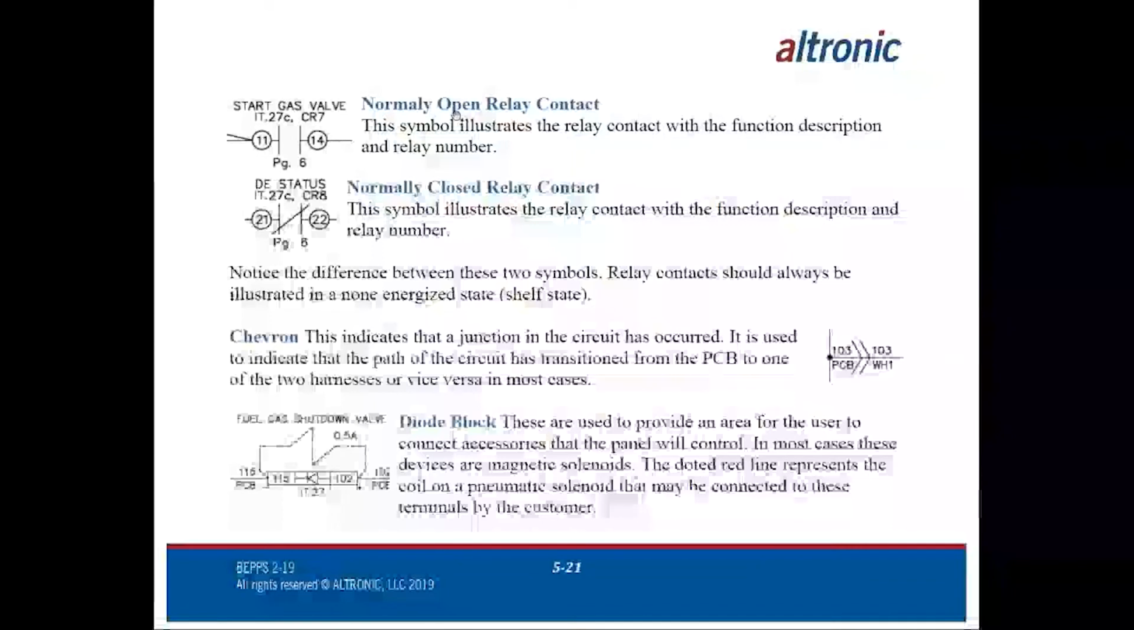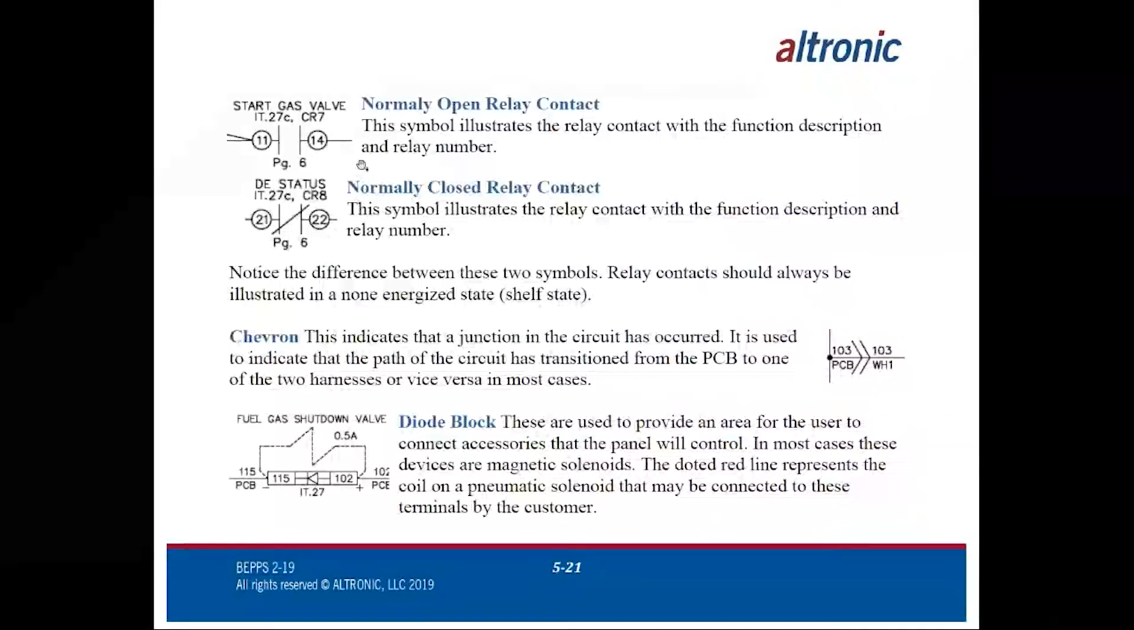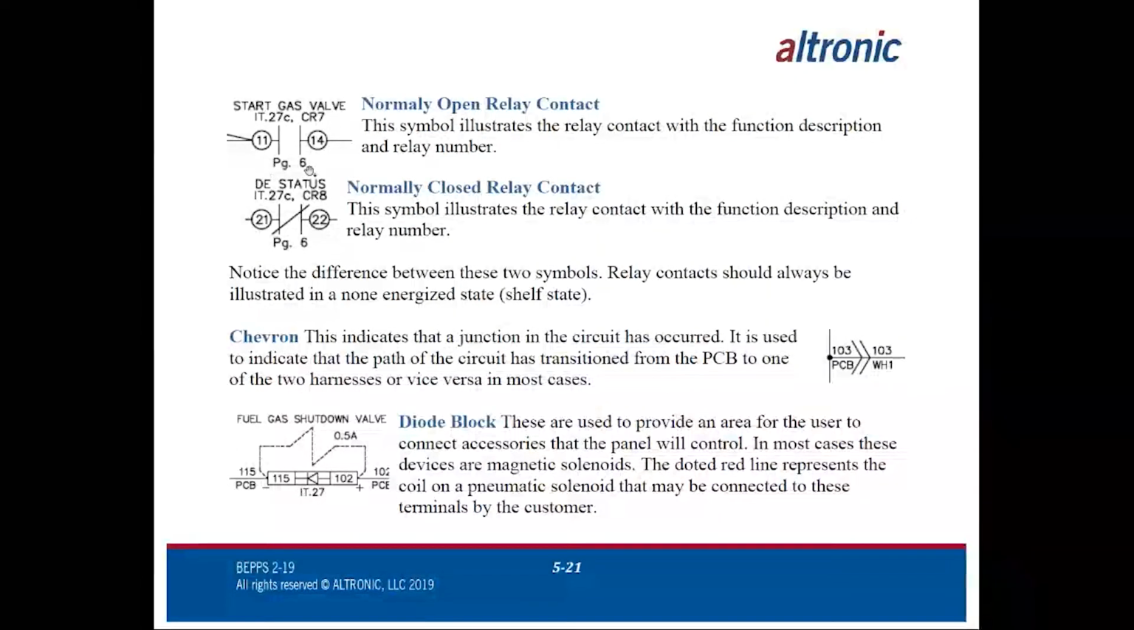So a normally open relay contact, this symbol illustrates the relay with its function description and relay number. In this case, it's a start gas valve relay. It's item 27C as well. It's a CR7. It tells us page 6. So I can guarantee you what this means is if I go to page 6, I will find the coil that energizes to close these contacts between 11 and 14.